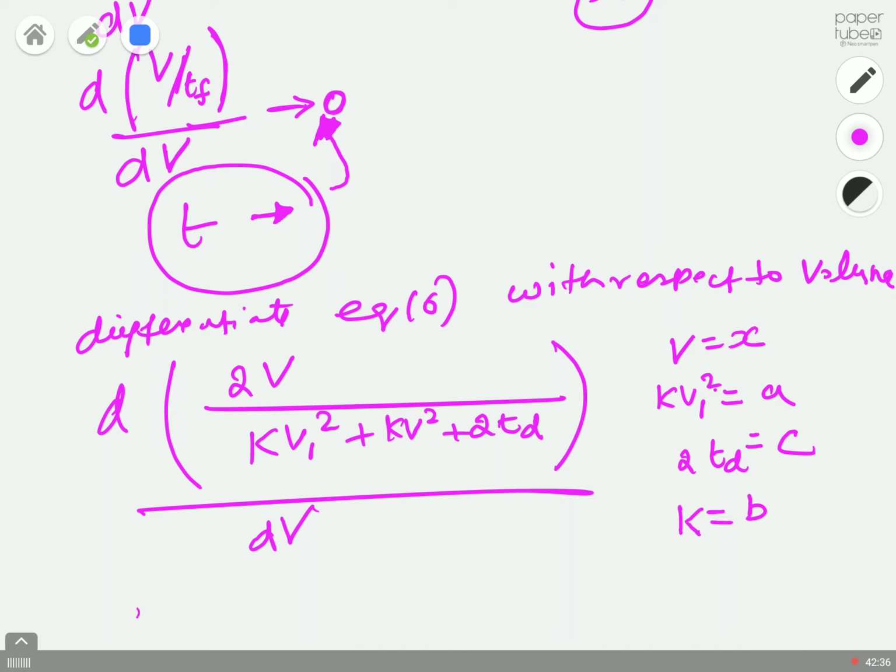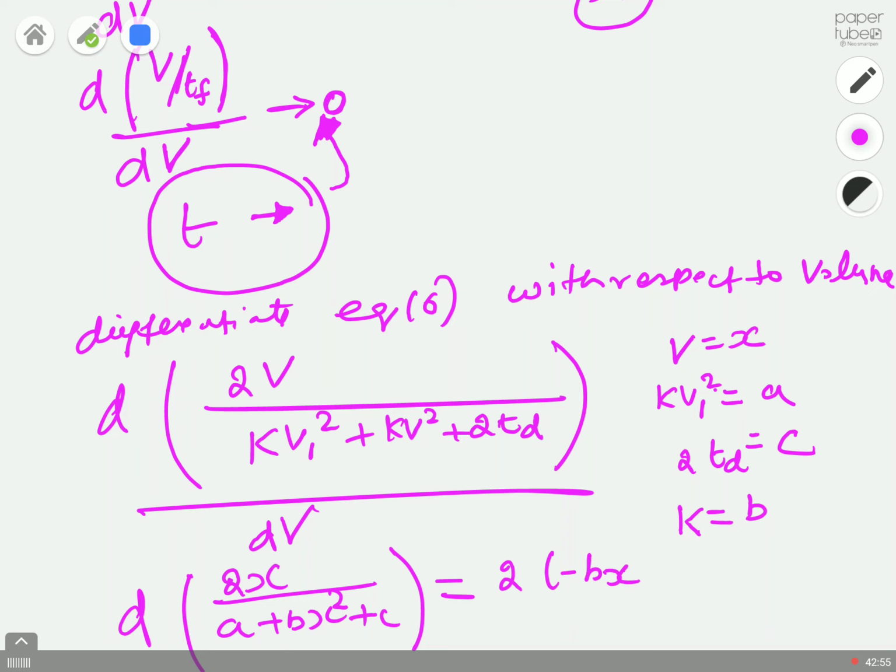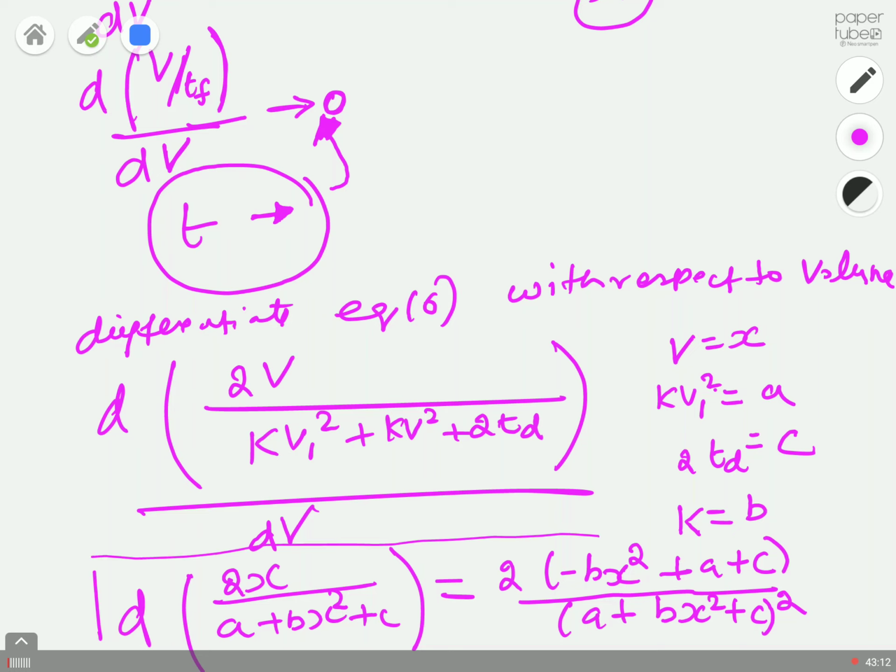So you can write this as the differentiation of 2x divided by a plus bx square plus c. If you differentiate this, you will get 2 minus bx square over bx square plus c, the whole square. I don't want to perform the full differential calculus here, it will take another 40 minutes. In the exam I will give this formula if you have this type of question, so don't worry.